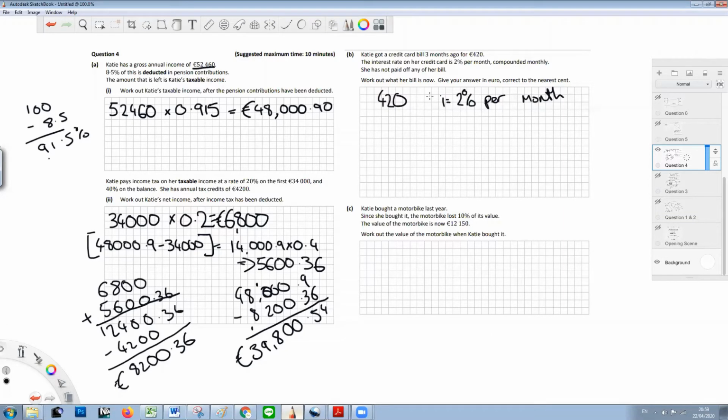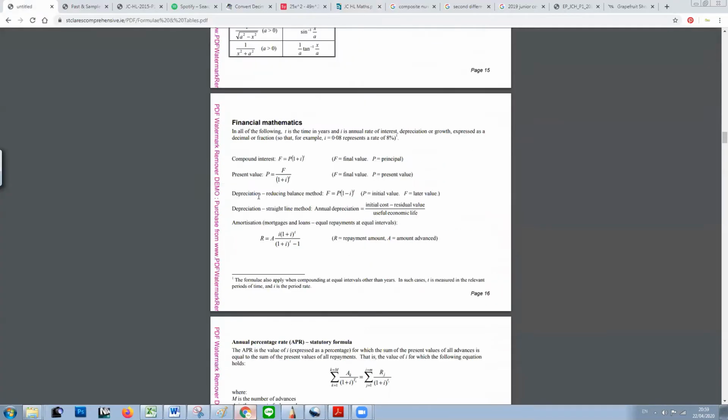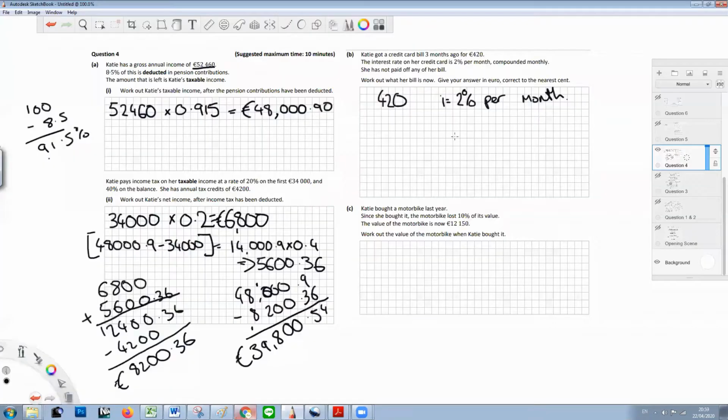So the easiest way to do that is just to use your financial calculation. And I'm going to go to the math tables to find that. Yeah, so it's going to be my compound interest. F is equal to P times (1 plus I) to the power of T.